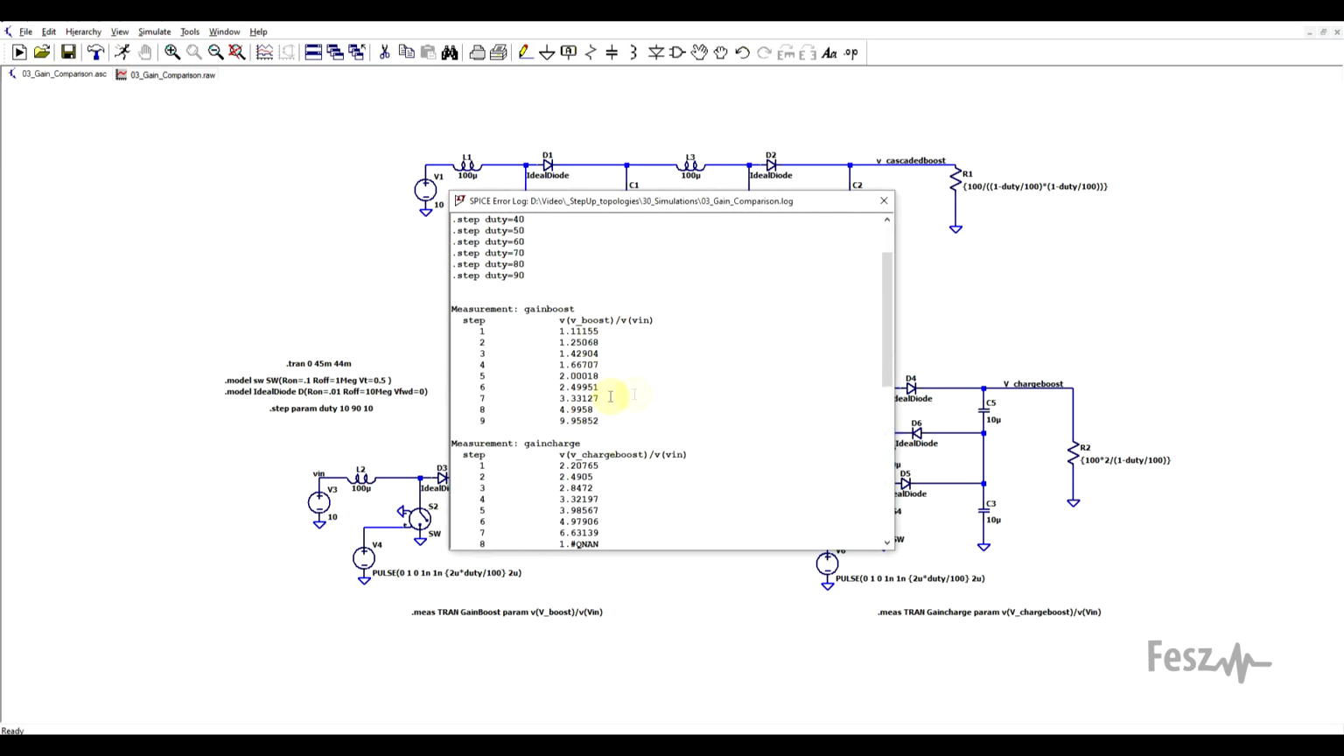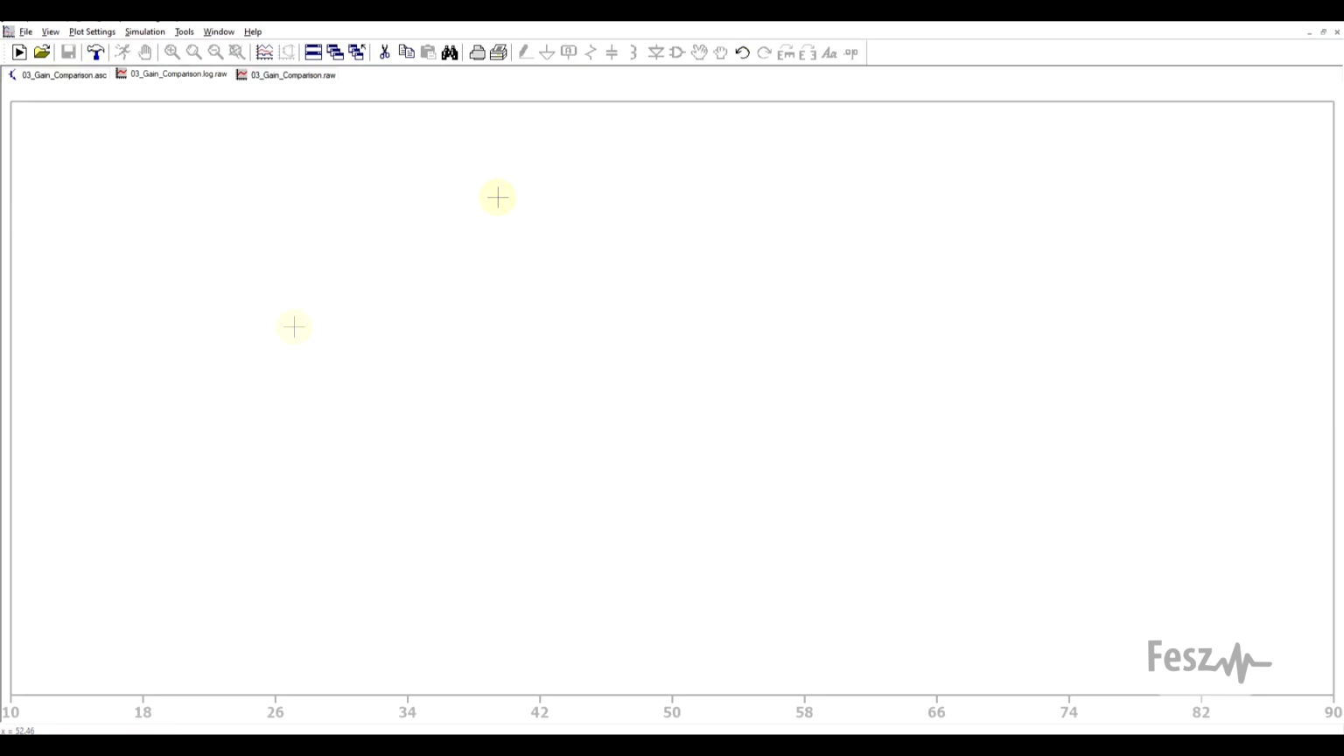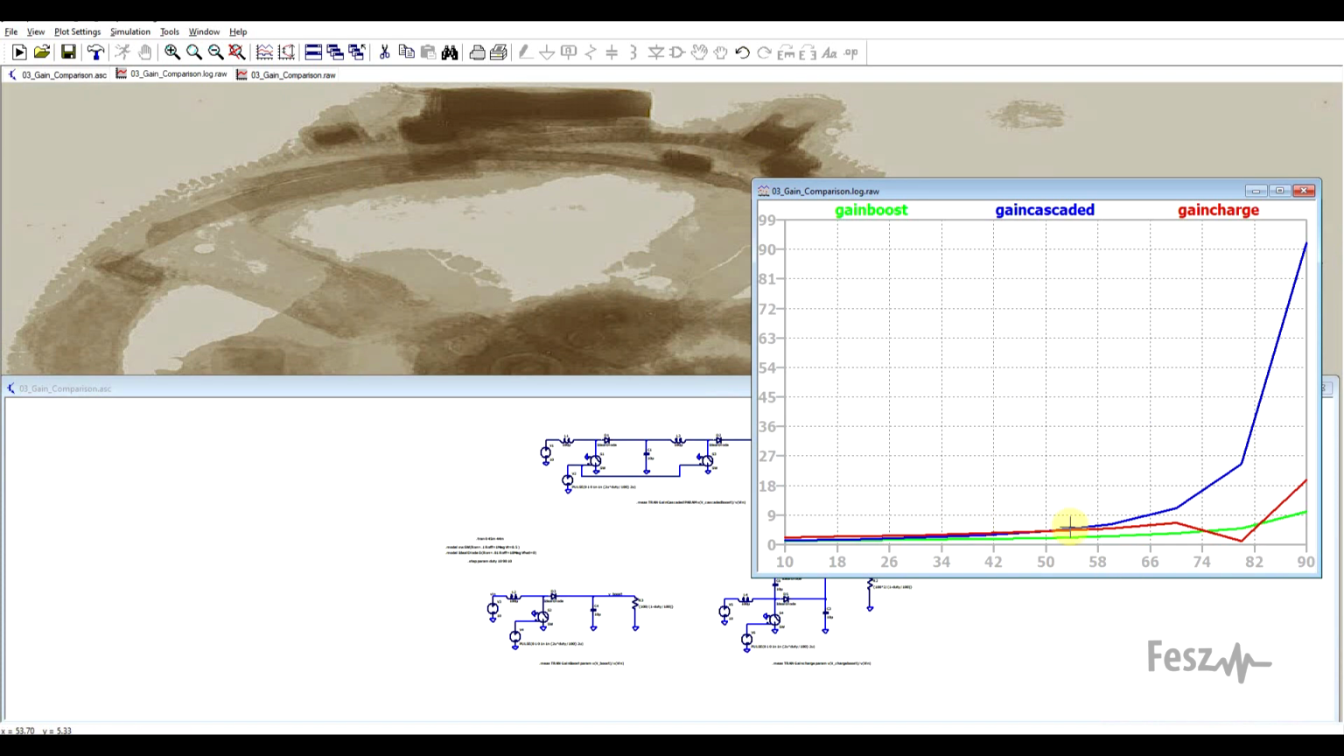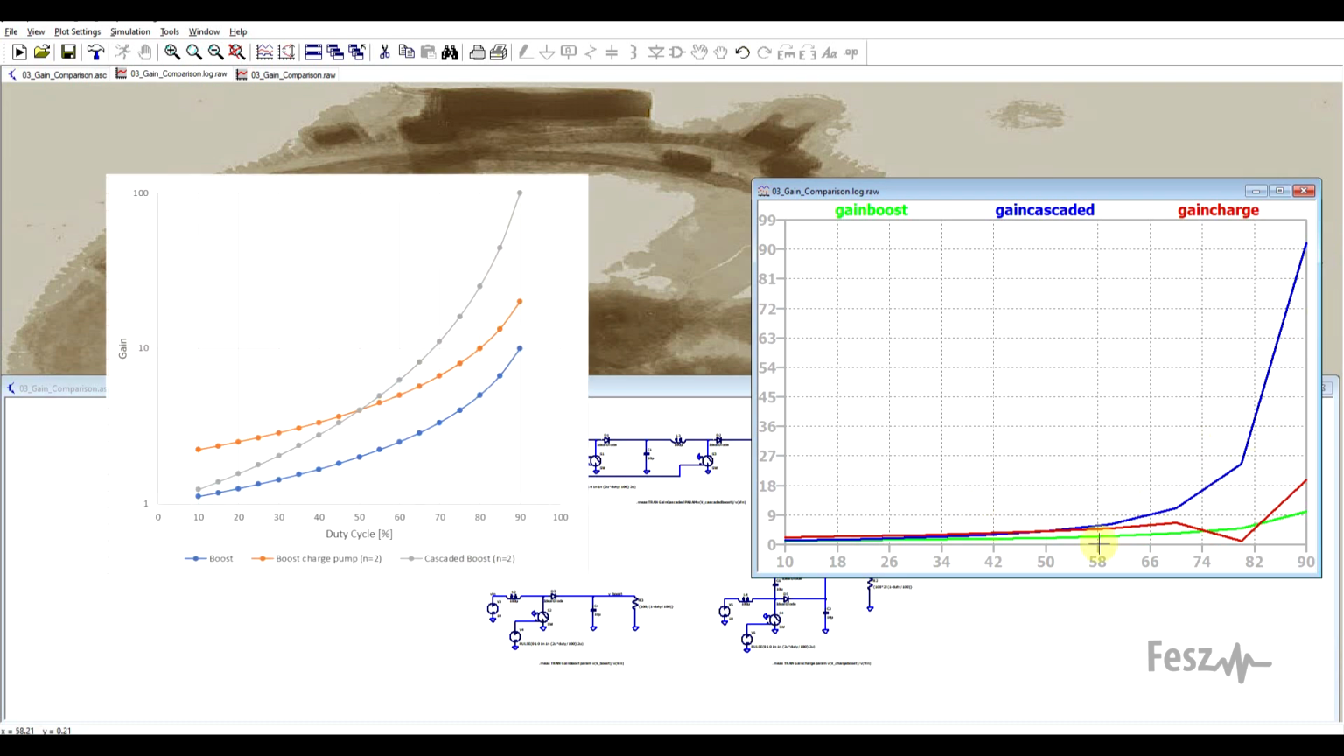Here we can look at the values, or we can right-click and choose plot stepped measured data, and a new window appears in which we can add our traces of interest, so the gain for the three converters. And here we are getting a similar graph to what our spreadsheet was telling us, well apart from this error point. Now, it's also important to notice that the values that we are getting here are not exactly the same as the ones that we had in our spreadsheet.